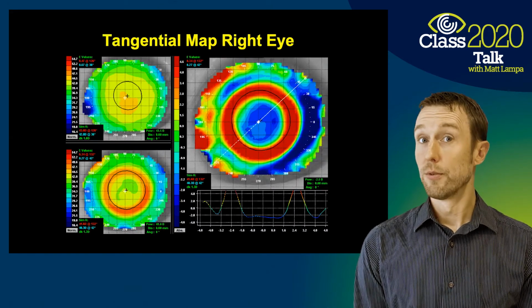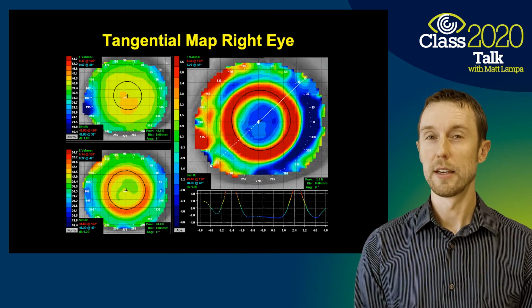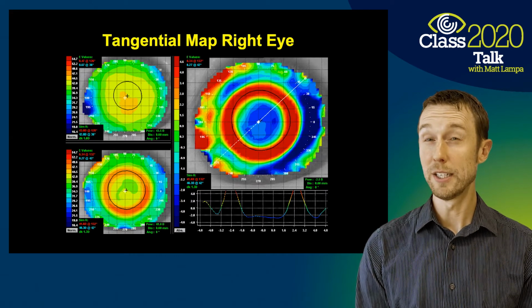The other map that has utility in orthokeratology is the tangential display. Tangential thinks about the eye a little bit differently.